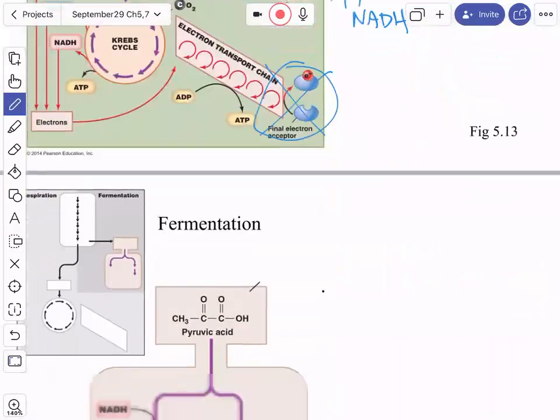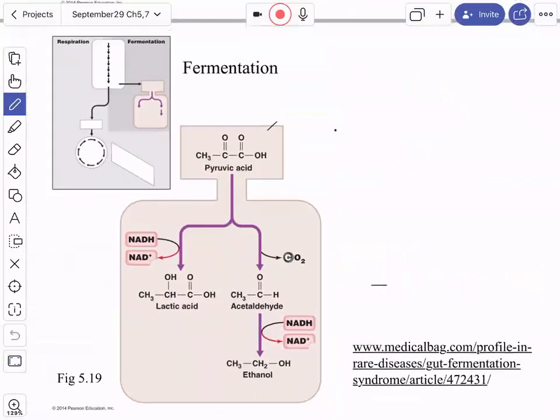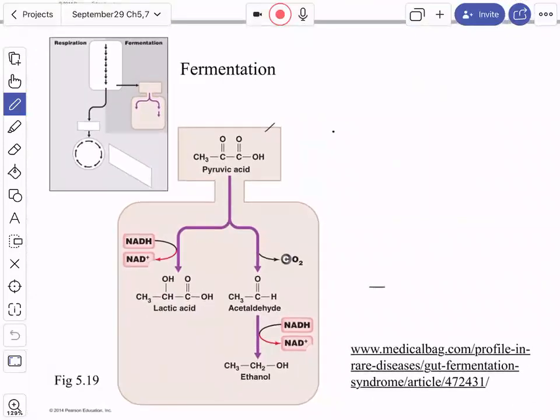And so here's an example of a couple of very common fermentation pathways. The very simplest fermentation pathway is what's called a homolactic fermentation, where pyruvic acid accepts those electrons from glycolysis and is just converted into lactic acid.